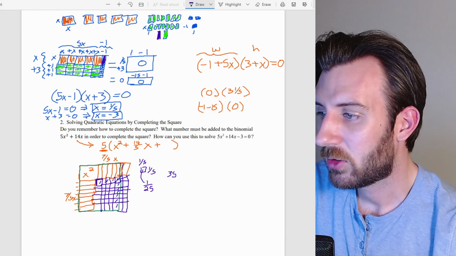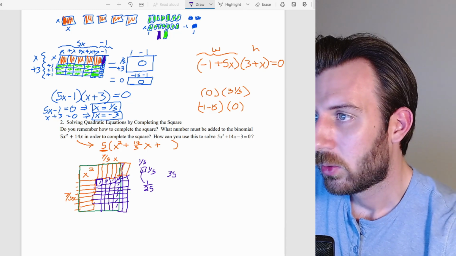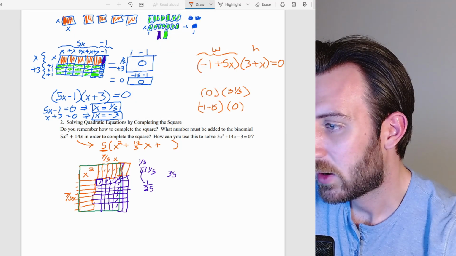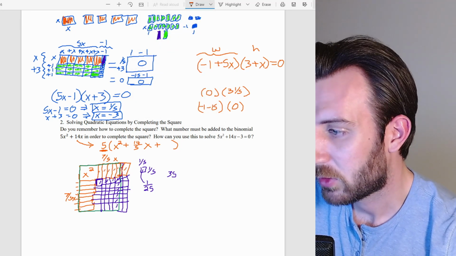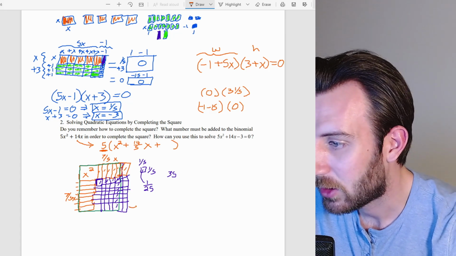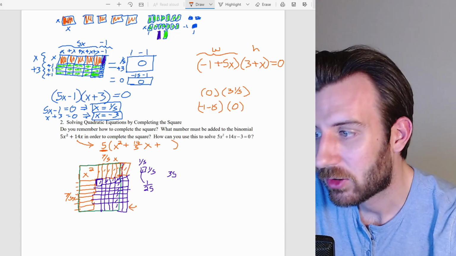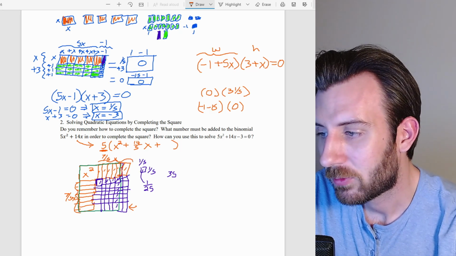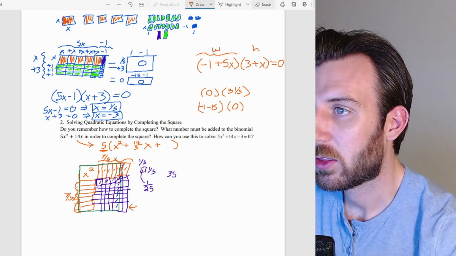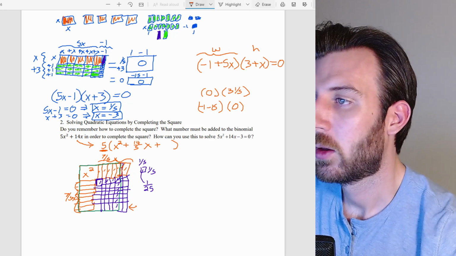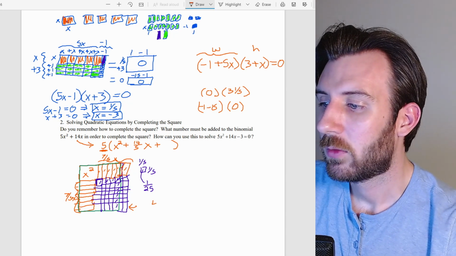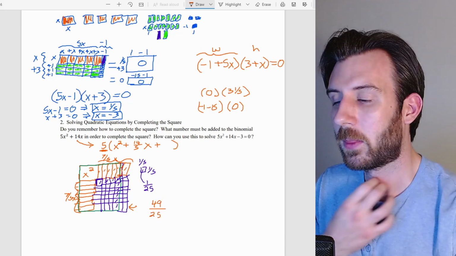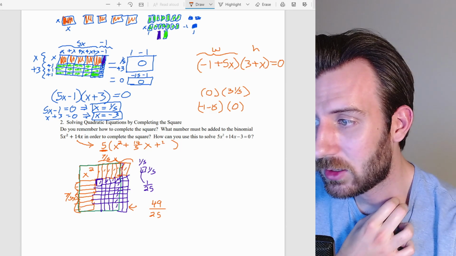Because I should have 7 of these 1/5s going sideways. Let's put it in the orange. I have 1/5, 2/5, 3/5, 4/5, 5/5, 6/5, 7/5, and 7/5 going down. Good, so that means inside of here I should have 7 groups going across and 7 groups up and down. That should be 49. I should have 49 of these 1/25ths. That seems much better. So I have 49 of these 25ths here.